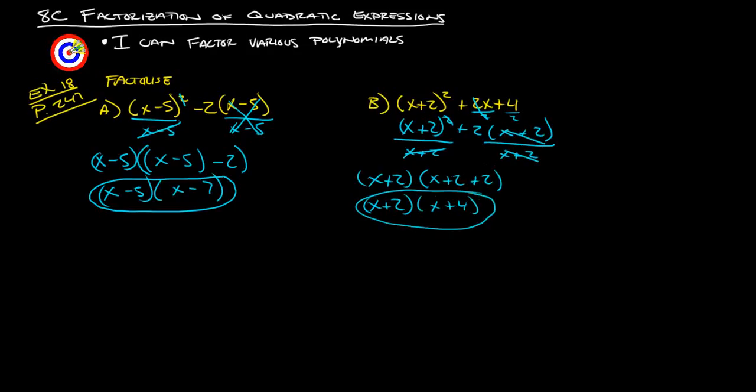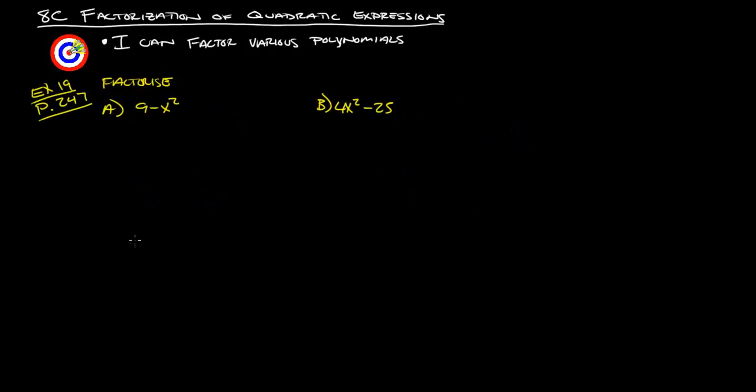All right. Next set of examples from page 19. Example 19 from page 247. We're going to factorize 9 minus x squared.